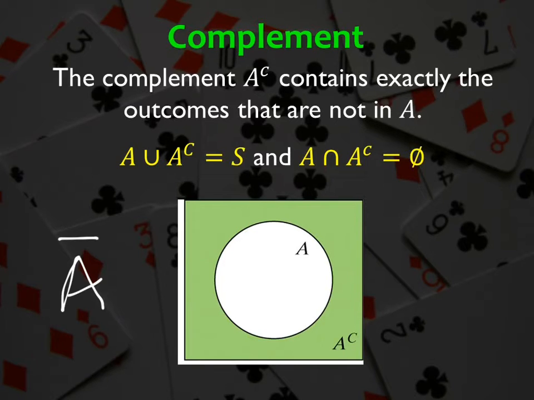So in this case, A might be freshmen. A^C would be all non-freshmen. So you notice, you put them together, you have all the students in the school, the sample space. If you look for people that are both freshmen and non-freshmen, there is no overlap. So that is the empty set. The intersection is the empty set.